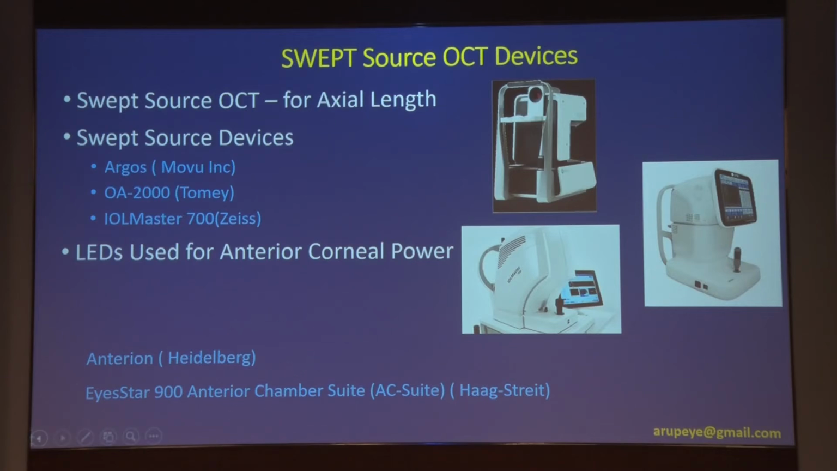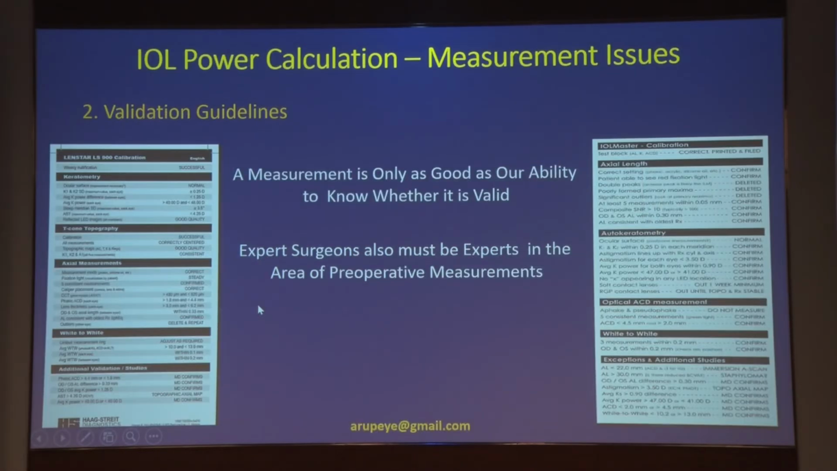Two more devices are being launched in the market, Anterion from Heidelberg and iStat 900. These are basically OCT devices which have been added to the optical biometer. I'll not be talking much about the details.